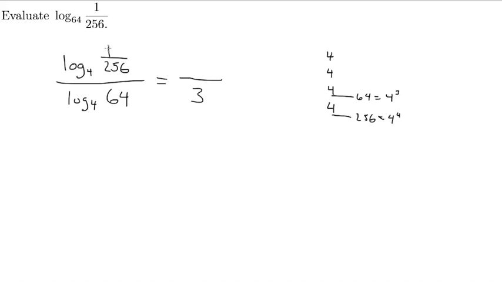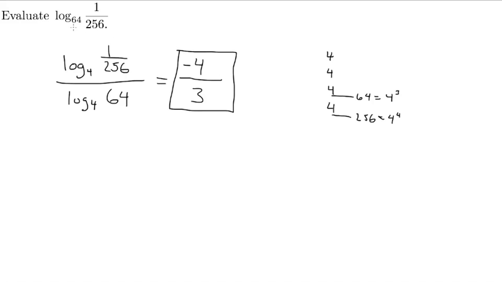Log base 4 of 1 over 256, well, I know 4 to the fourth power is 256, so 1 over 256 will have to be negative 4. And this is my answer. So log base 64 of 1 over 256 is negative 4/3.